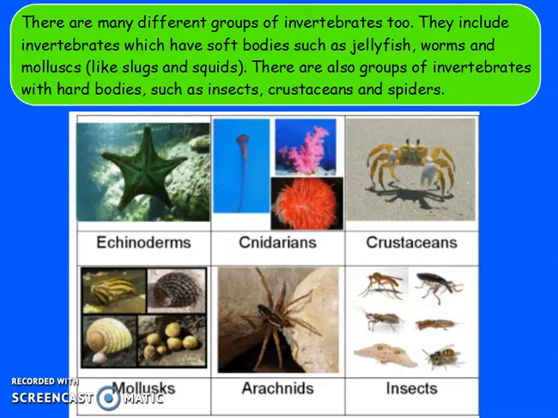Okay, let's move on. There are different groups of invertebrates too. They include invertebrates which have soft bodies such as a jellyfish, worms, and mollusks like slugs and squids. There are also groups of invertebrates with hard bodies such as insects, crustaceans, and spiders. So even though some of these creatures might have a hard exterior, they don't have the spine that the vertebrates do. And you can see some pictures here of some examples of invertebrates.